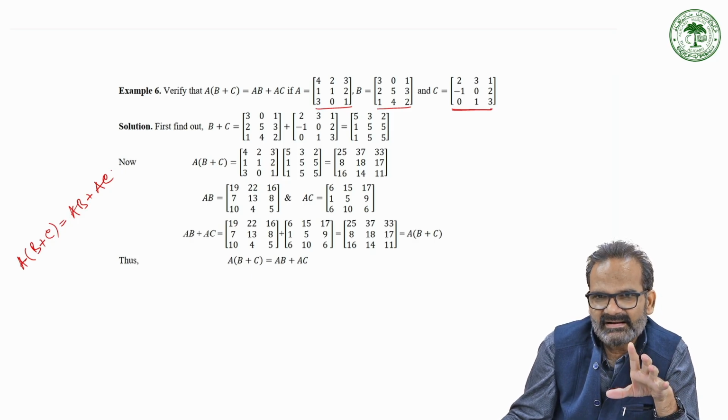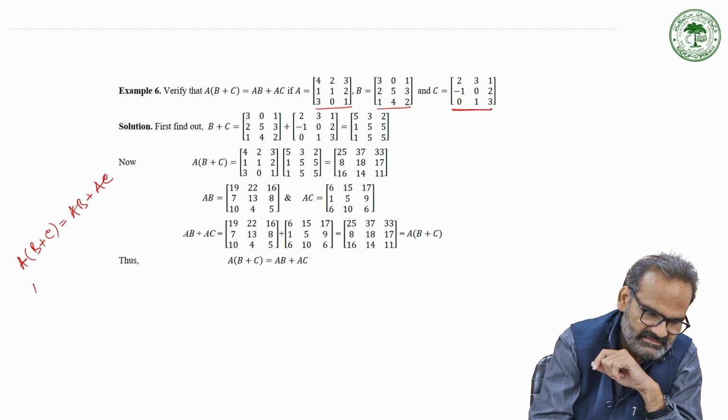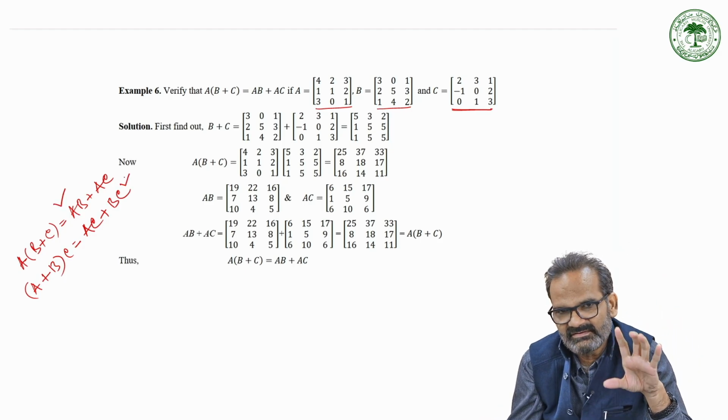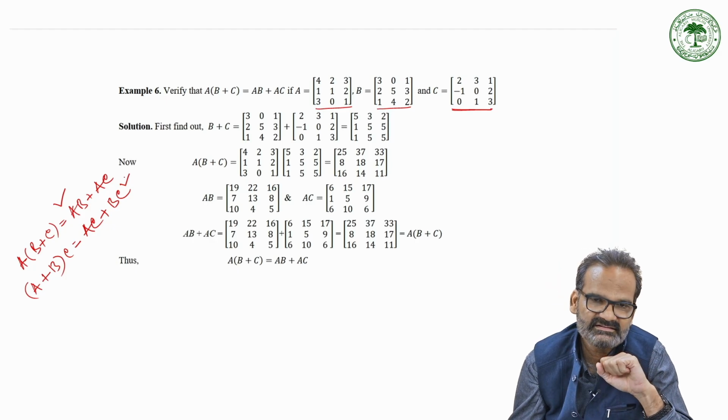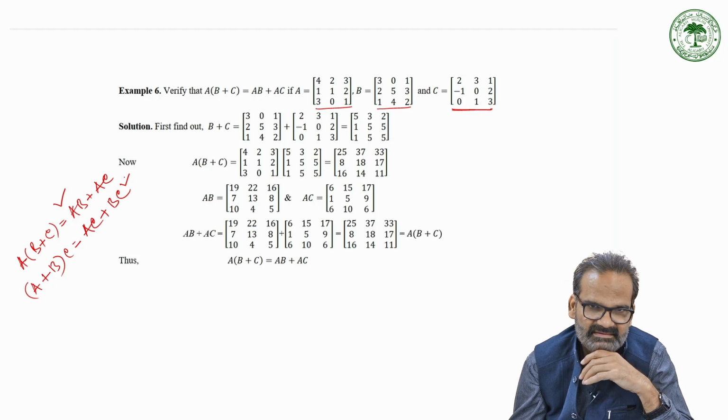So for any three matrices A, B and C, we will verify A(B plus C) is equal to AB plus AC. This can also be written as (A plus B)C. This must be equal to AC plus BC. This is property 1, this is property 2. So these are the two properties which we already discussed when we were discussing the properties of the matrix multiplication as distributive property, right? So we have to show that here A(B plus C) is equal to AB plus AC.